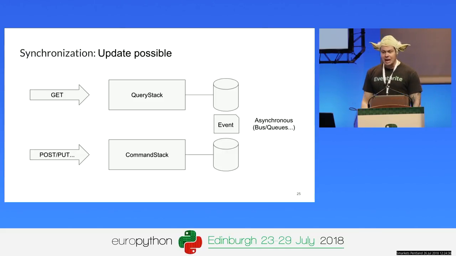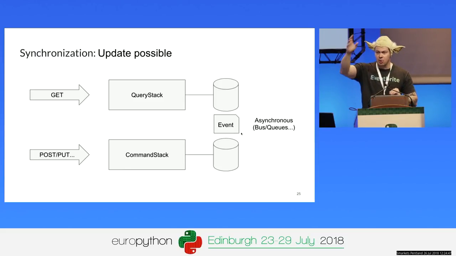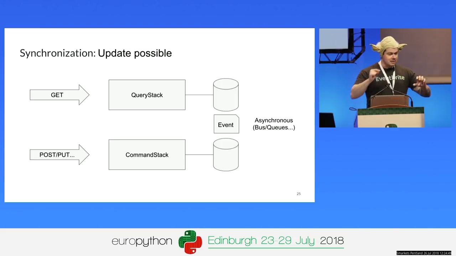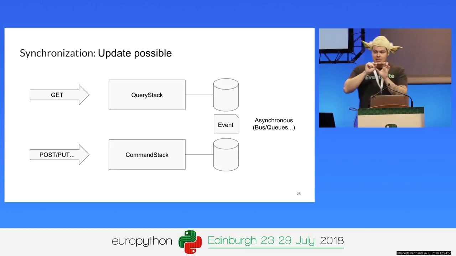So, there is the update possible. Update possible is the most common synchronization in CQRS. The command is going to dispatch an event, and store this information on a bus or on a broker or on a queue, and the component will be responsible for consuming this event and normalizing the DB on the query stack. But there is all the time in the world to do this.